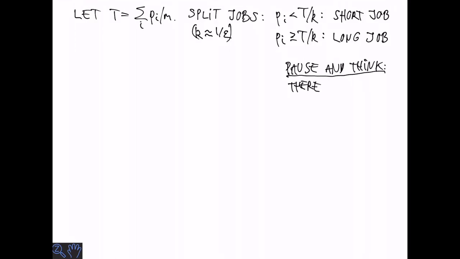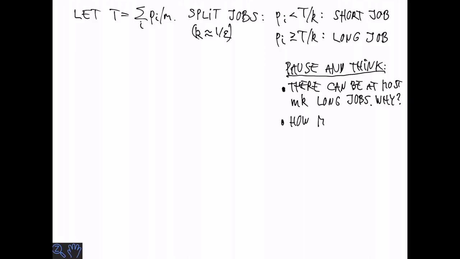Now I'd like you to pause and think. Why is it that there can be at most m times k long jobs? And secondly, how many ways can we schedule the set of long jobs?